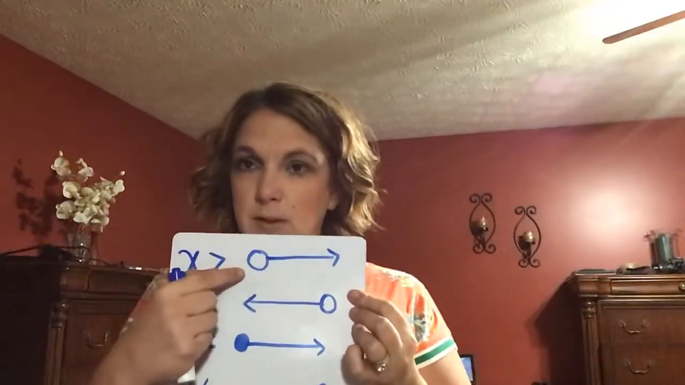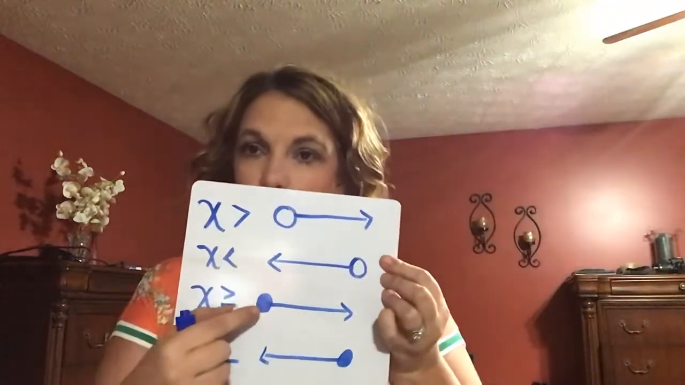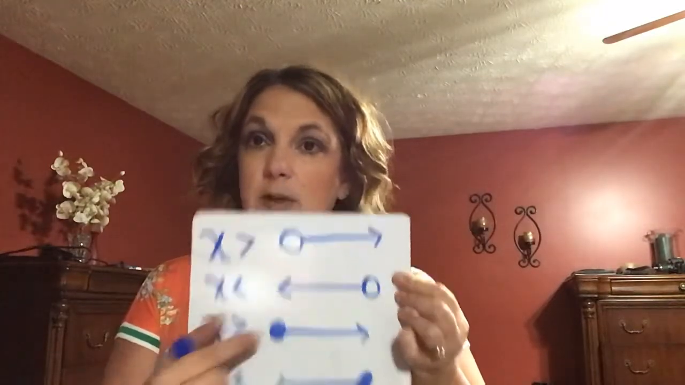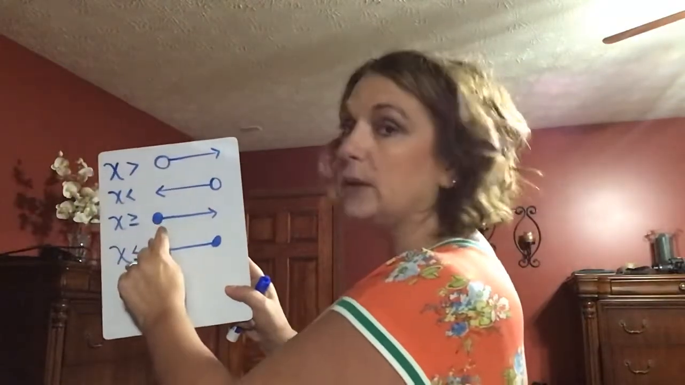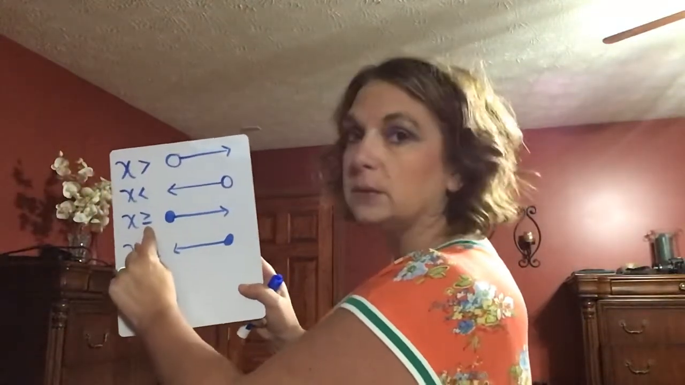Now, vocab: solution of an inequality is any value of the variable that makes the inequality true. A solution of an inequality can be a whole set of numbers. When the circle is open, that number is not included. When the circle is closed, the number is included. That's why we had equal to. Number included, number not included.